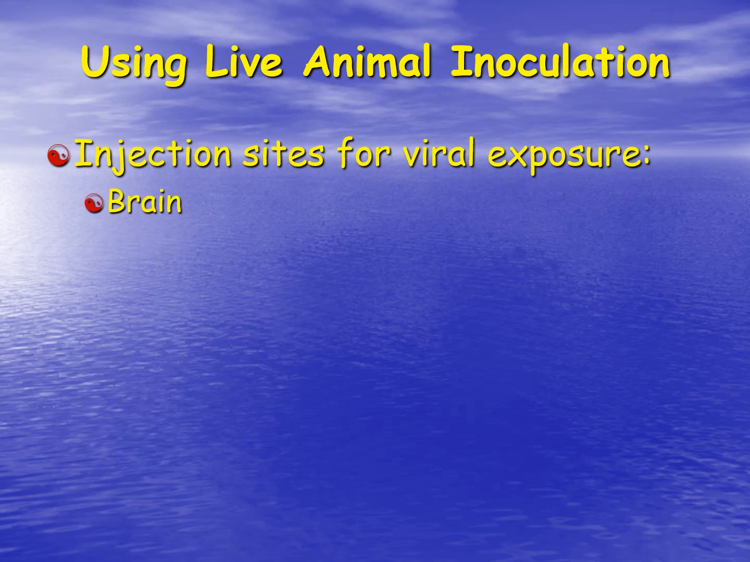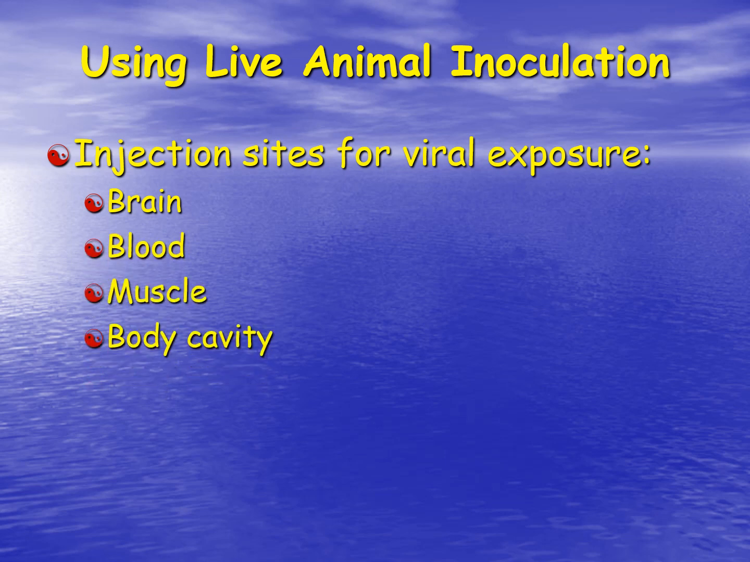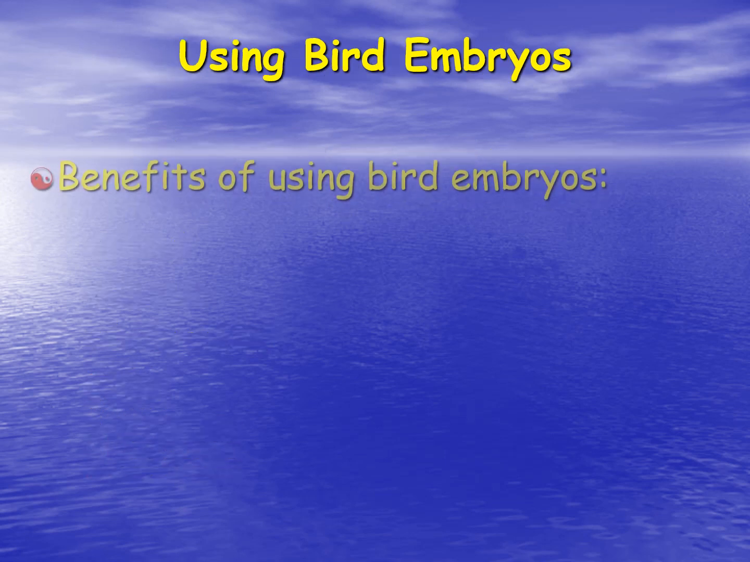Injection sites for viral exposure in laboratory animals can be in the brain, the blood, muscle tissue, into a body cavity, or even in the skin itself or their foot pads.